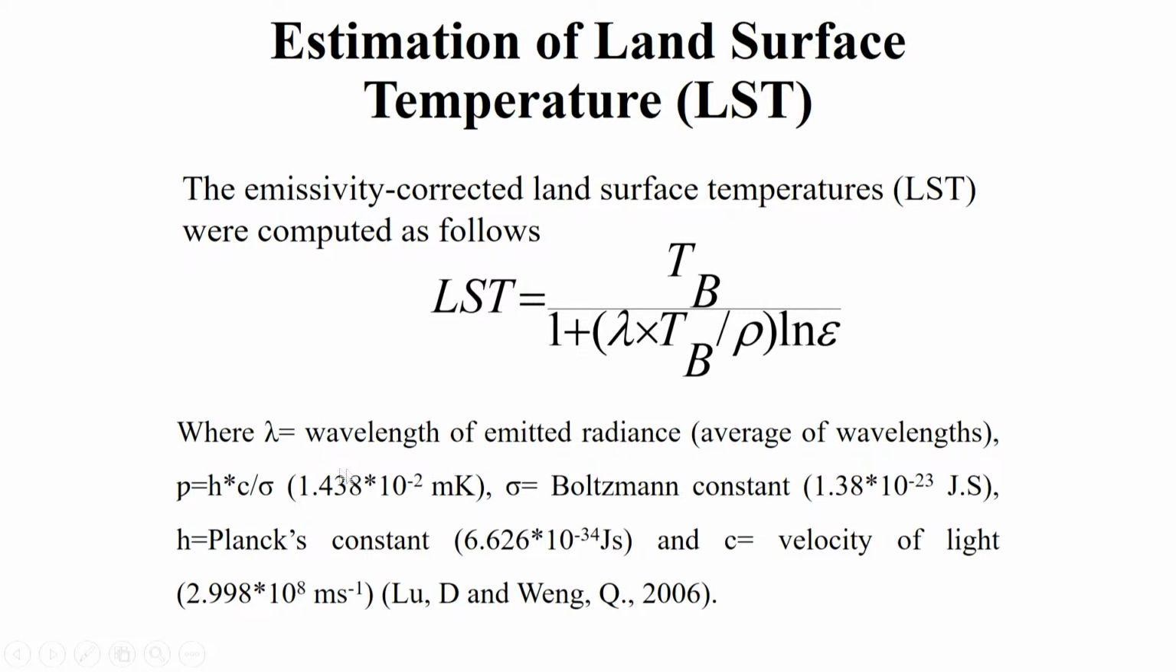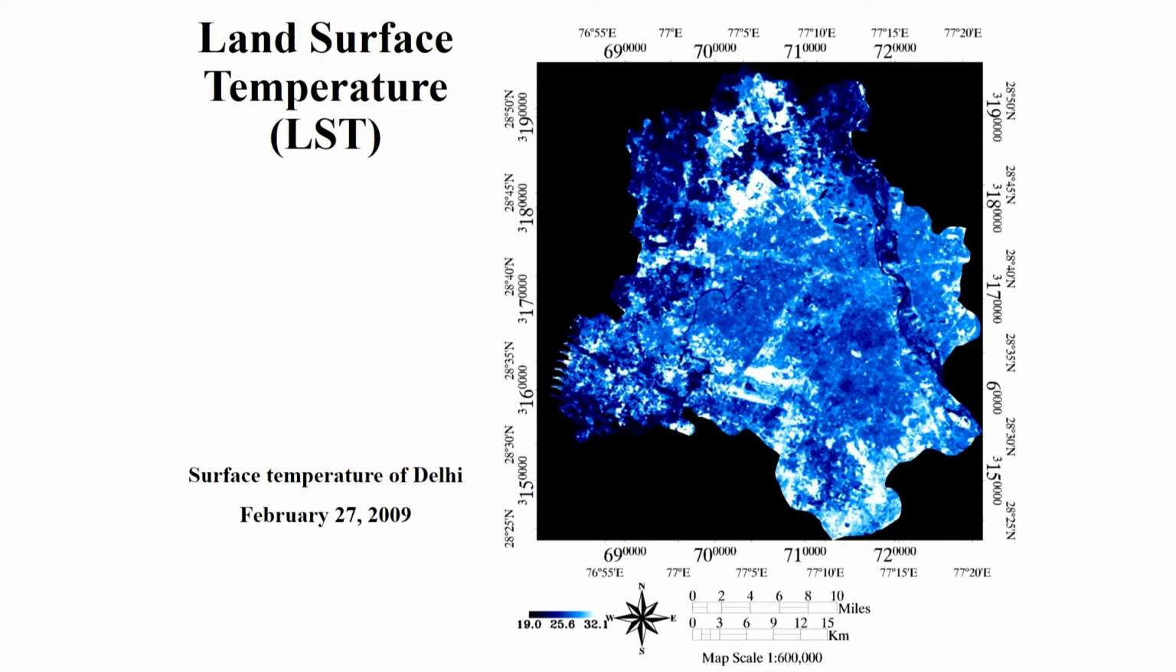Here in this formula, lambda is the wavelength of the emitted radiance, and TB is the radiant temperature that has been given as the input. Rho is a constant given as h multiplied by c divided by sigma, where sigma is the Boltzmann constant, h is the Planck's constant, and c is the speed of light, the speed of the electromagnetic wave. So one will be able to measure the land surface temperature with the help of that.